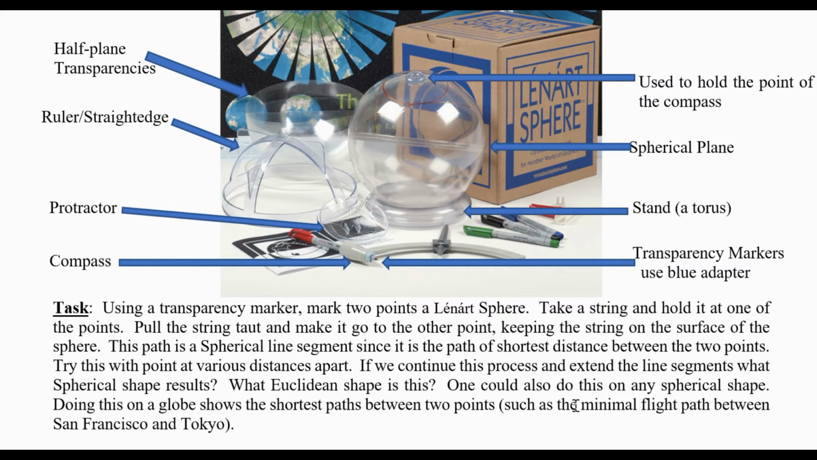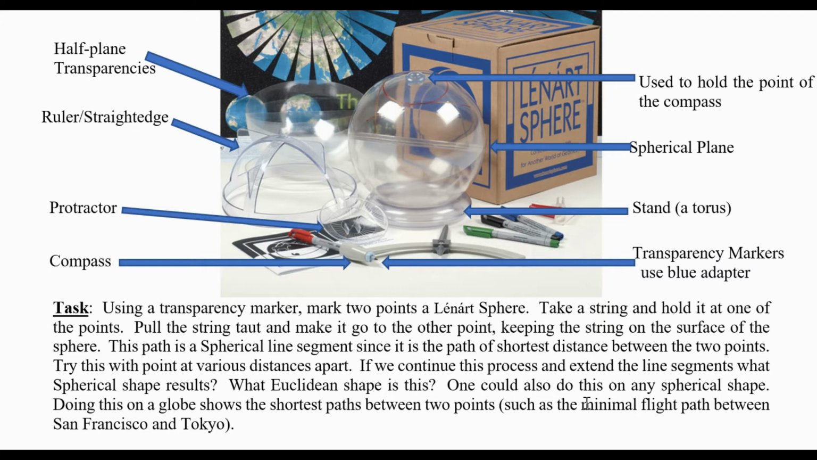So here's a task you can try. Using a transparency marker, mark two points on the Leonard sphere, and take a string. So go find a little piece of string. There might be one in your box already. If there's not, go ahead and get some string, and if you don't mind, just leave some of it in the box for the next person. But get a little piece of string and hold it at one of the two points. Put your finger on it and hold it. Pull it tight, pull it taut, and make it go to the other point. Okay, keeping the string along the surface of the sphere.